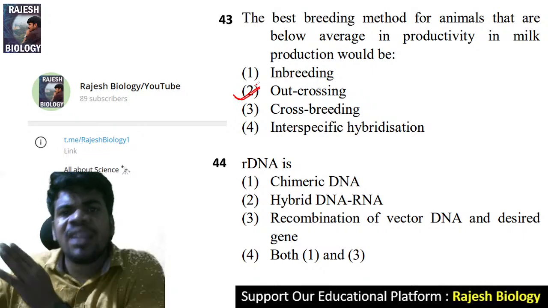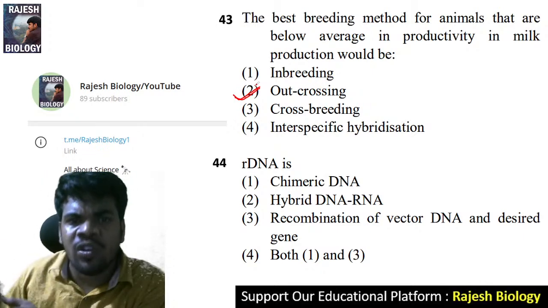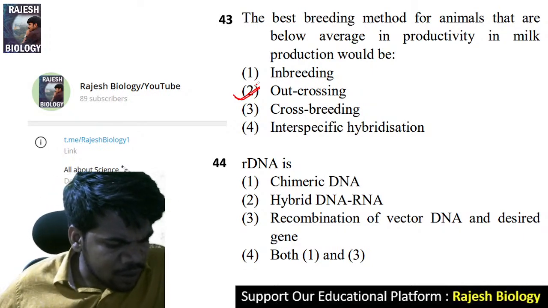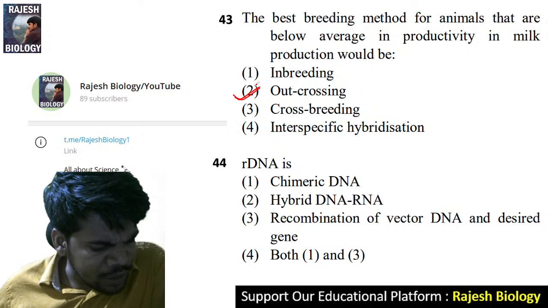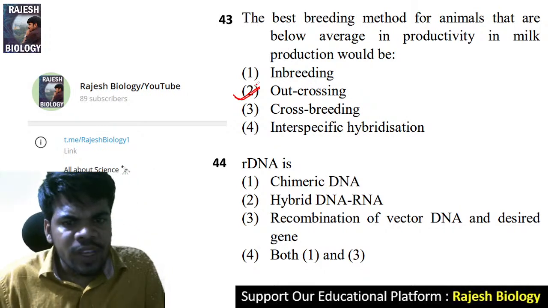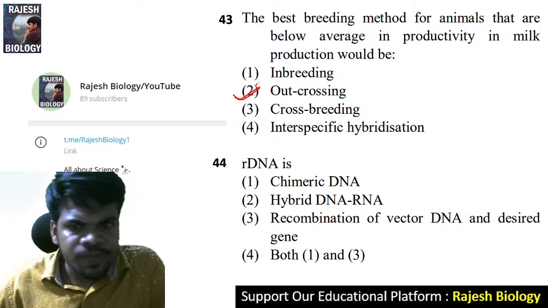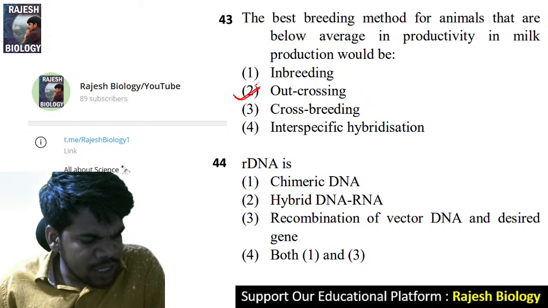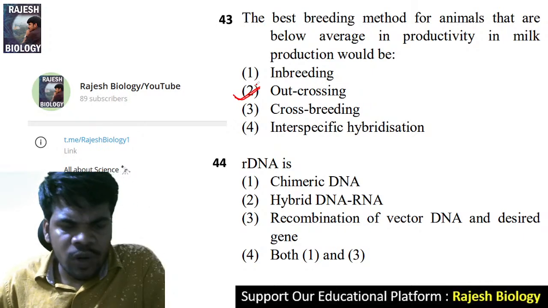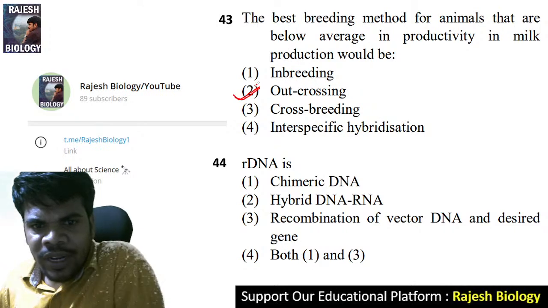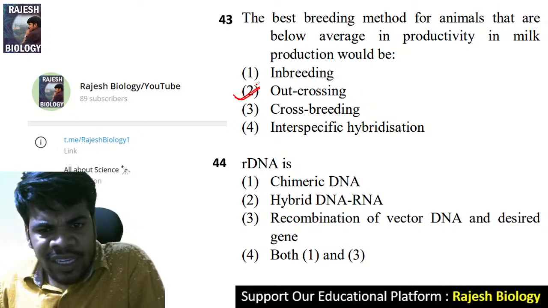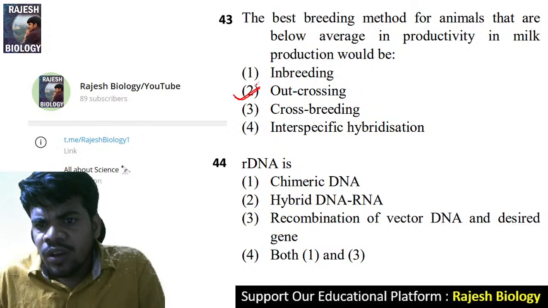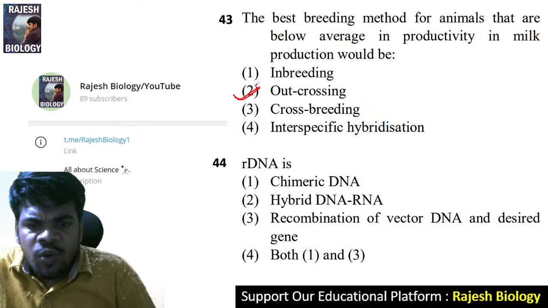We have to select another breed which is going to produce more amount of milk. Okay, so come to this answer that is given by Praveen, and 43 is correct. Dharani, right. Very good. Come to the 44, rDNA technology. rDNA is a chimeric DNA, hybrid DNA, RNA, recombinant, recombination of vector DNA and desired gene, both 1 and 3.